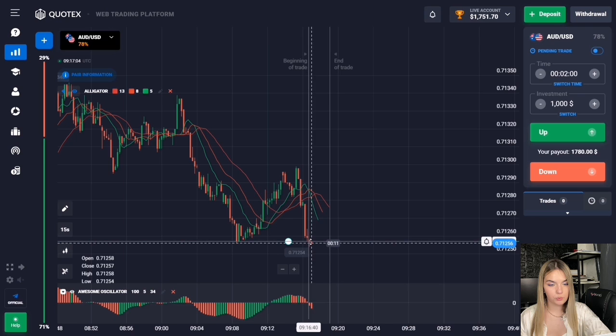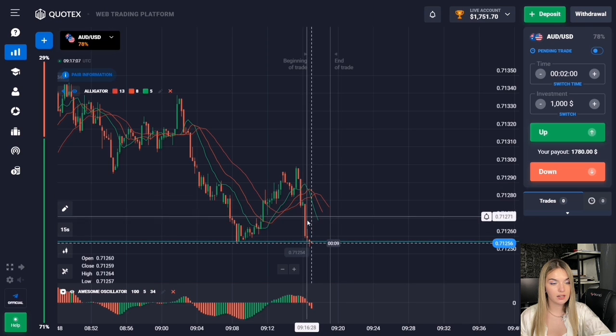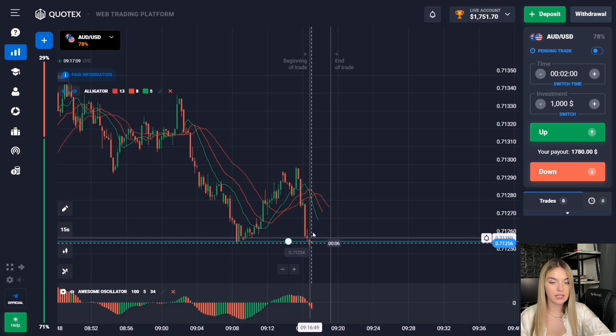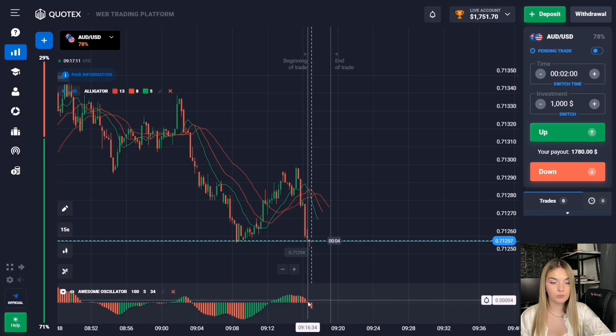Here we see the level of support, and we also see that the price has approached our level quite confidently. Also, our indicator tells us that a downward movement is expected. Here I propose to open a deal for 2 minutes to decrease.